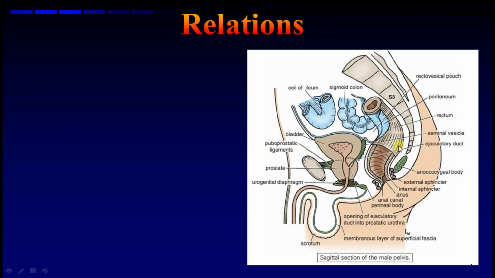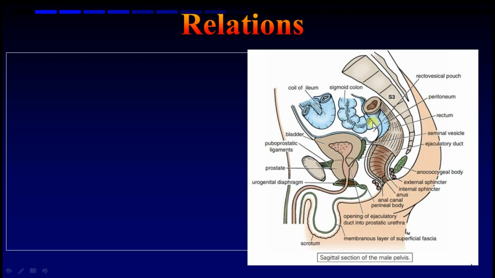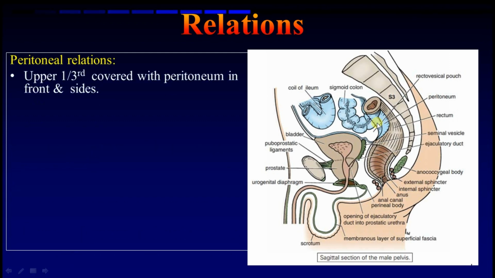Now with respect to the peritoneal relations, the upper 1/3 of the rectum is covered by the peritoneum in the front and the sides, and this part is related to coils of intestine and the sigmoid colon. From the sides, the peritoneum reflects to the lateral pelvic wall and forms the pararectal fossa.